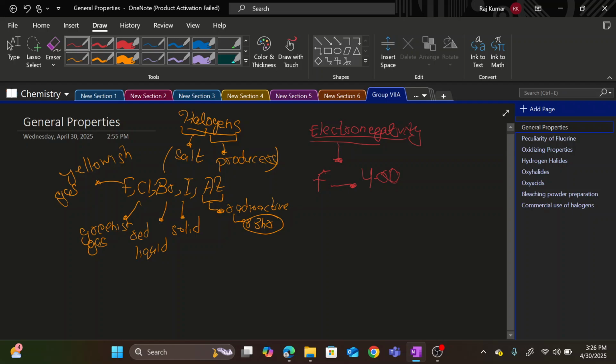And if you just take the trend of the electronegativity in halogens, electronegativity decreases down the group. And why is that so? That is because of increased atomic size and higher shielding effect. Increased atomic size and increased shielding effect, due to which there is decreased electronegativity.